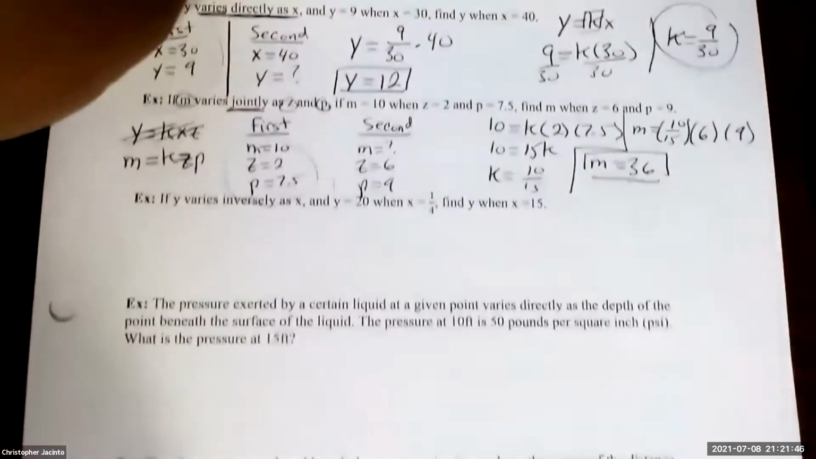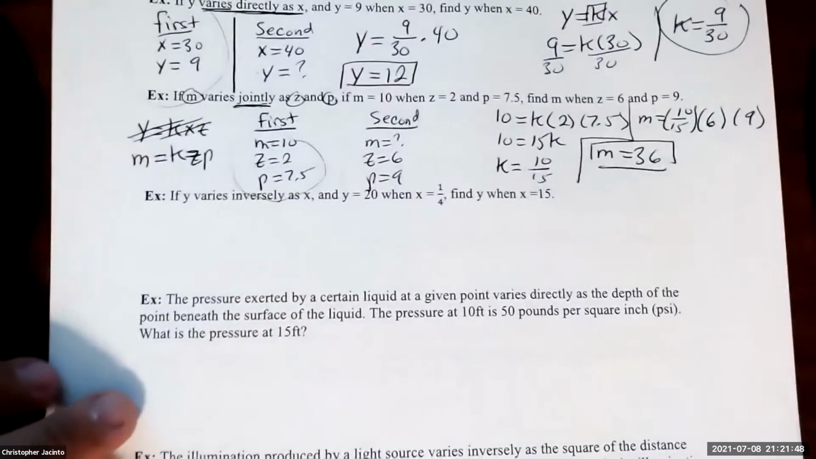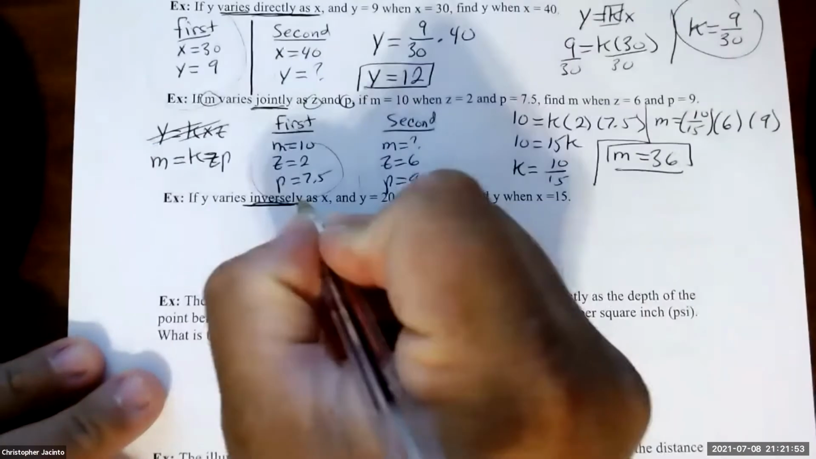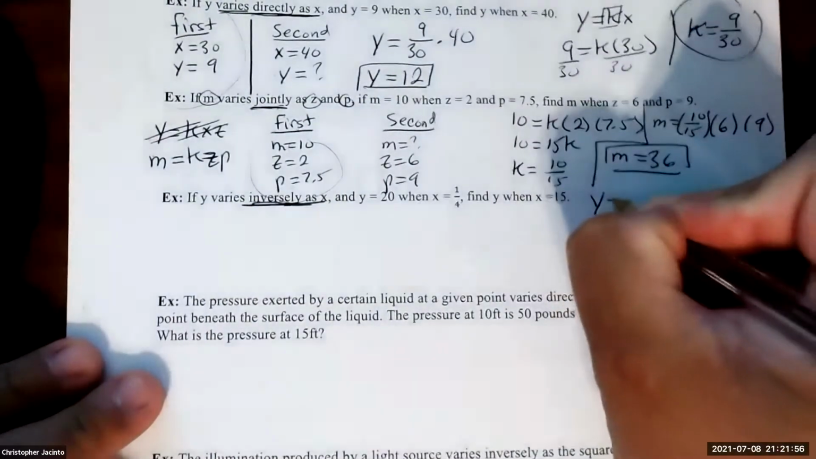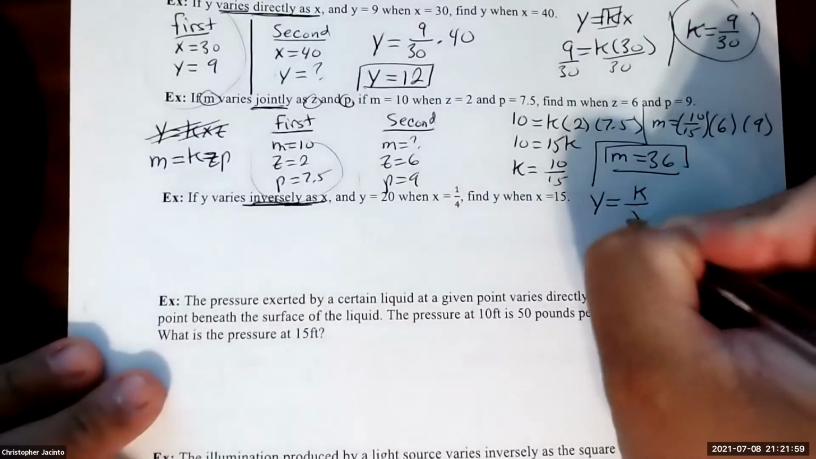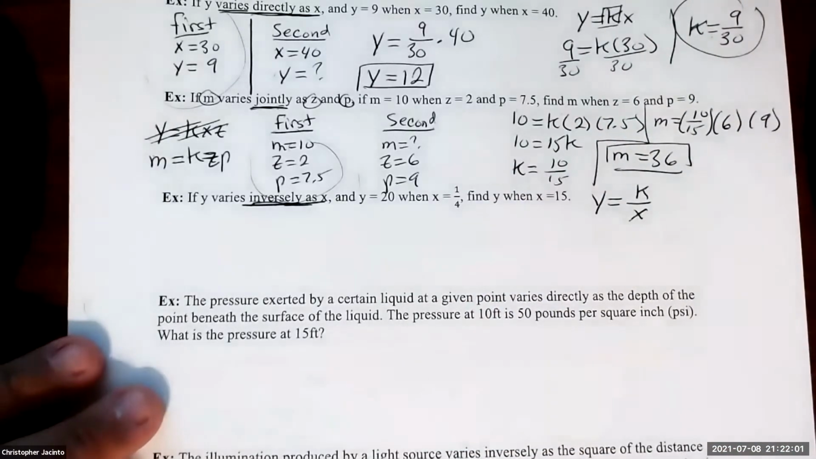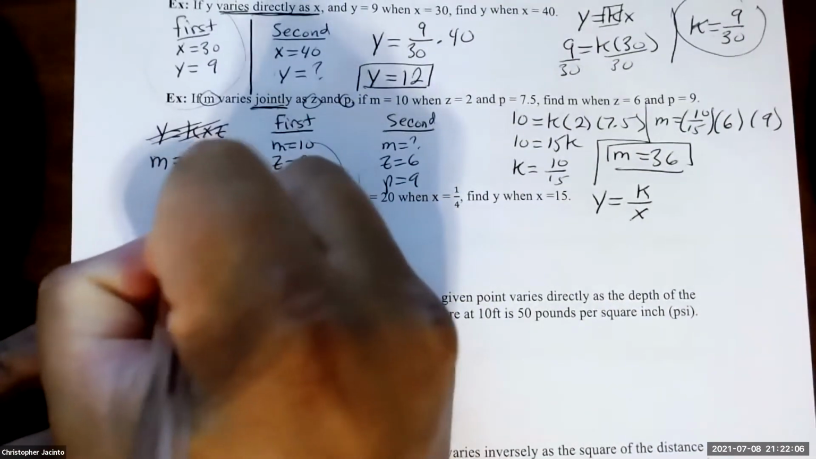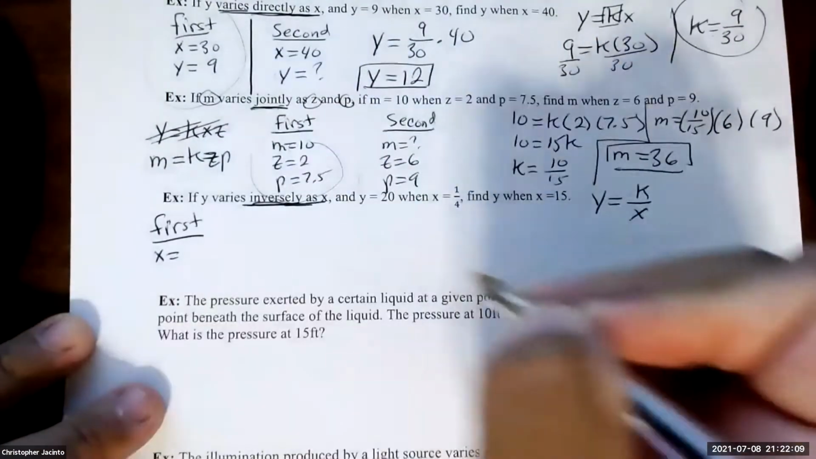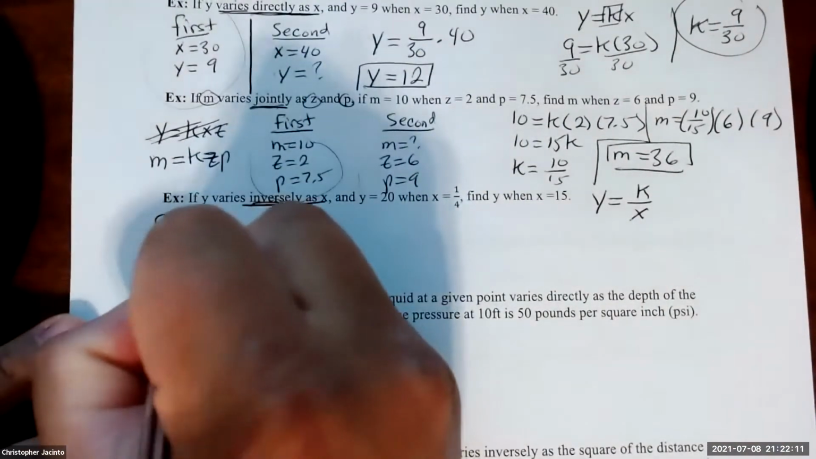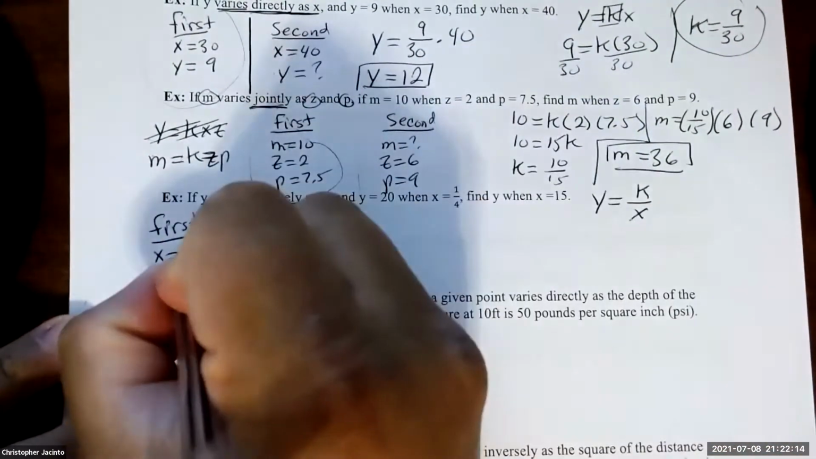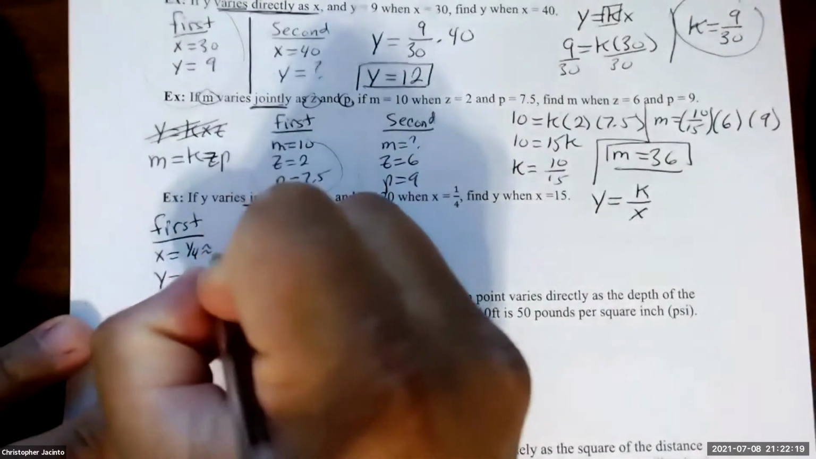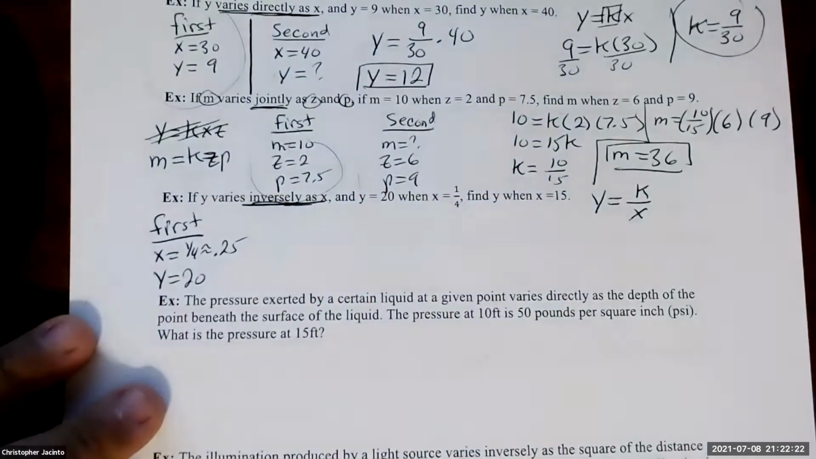All right. This is the last one before we do some word problems, because the word problems might be a little bit more difficult. So it says y varies inversely as x. So we know y equals k over x because that's inversely. Okay. So let's write down our first situation: y equals 20 when x is 1/4. If you want, we'll convert this to decimal if it's easier. That's the same thing as 0.25.